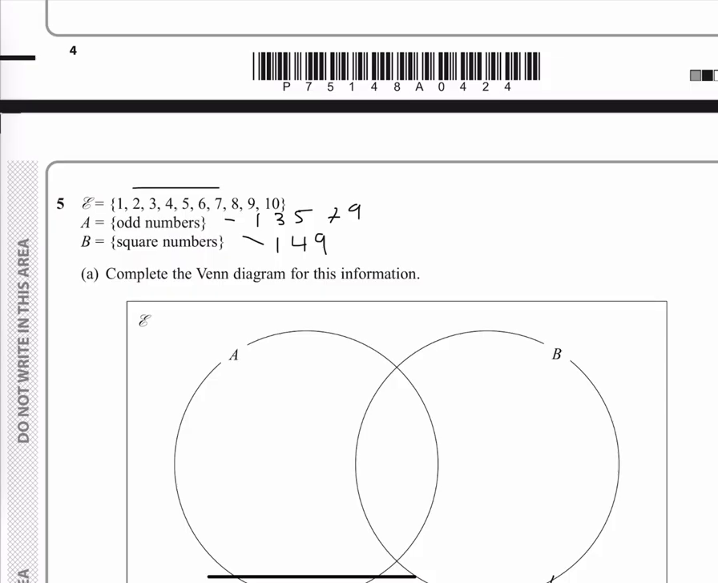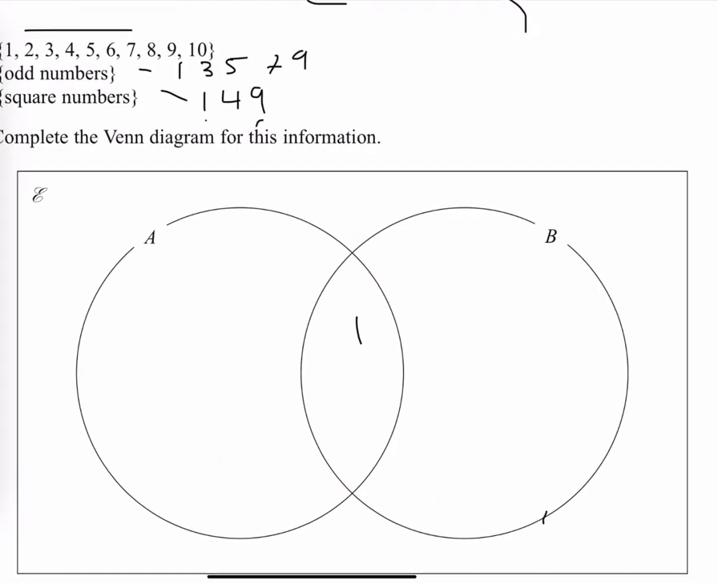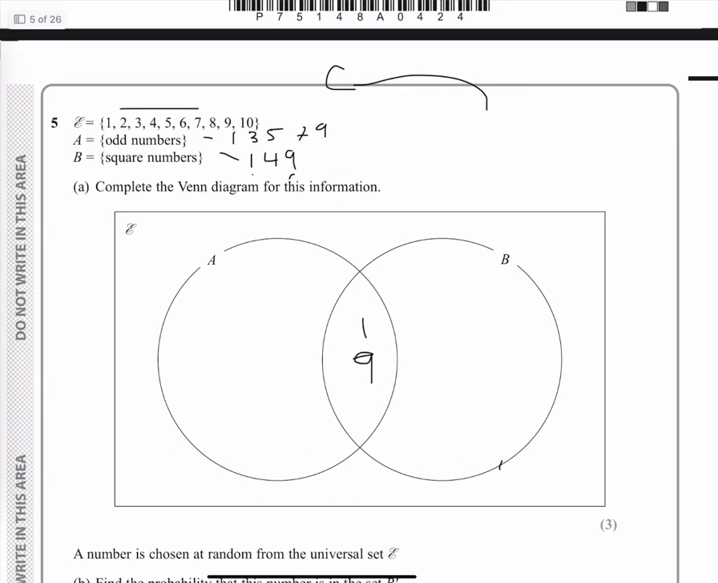1 and 9 are both odd and square, and in the numbers between 1 to 10, so they're in the middle. B isn't odd, so that's just going to be 4. So the others, that would be 3, 5, and 7. And then 2, 6, 8 will be outside, yes?